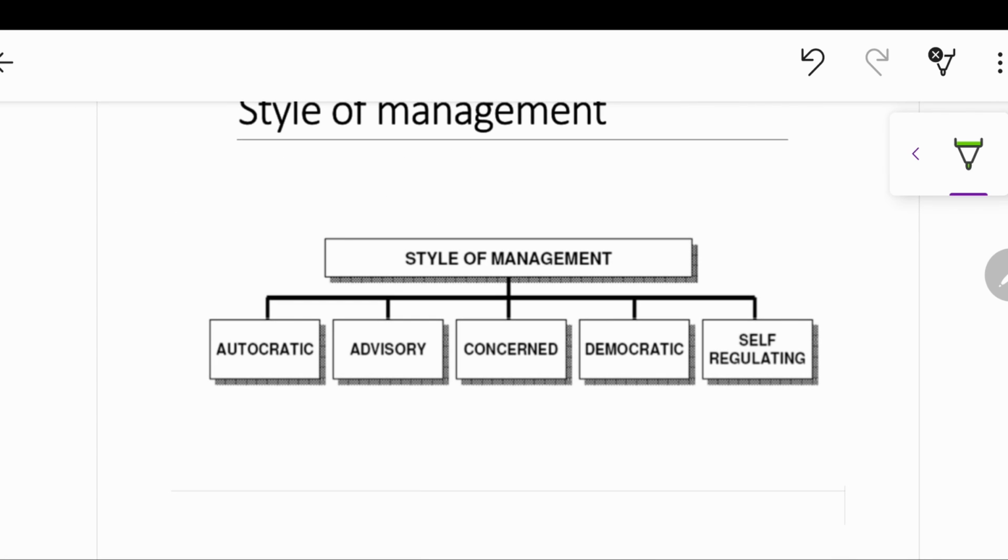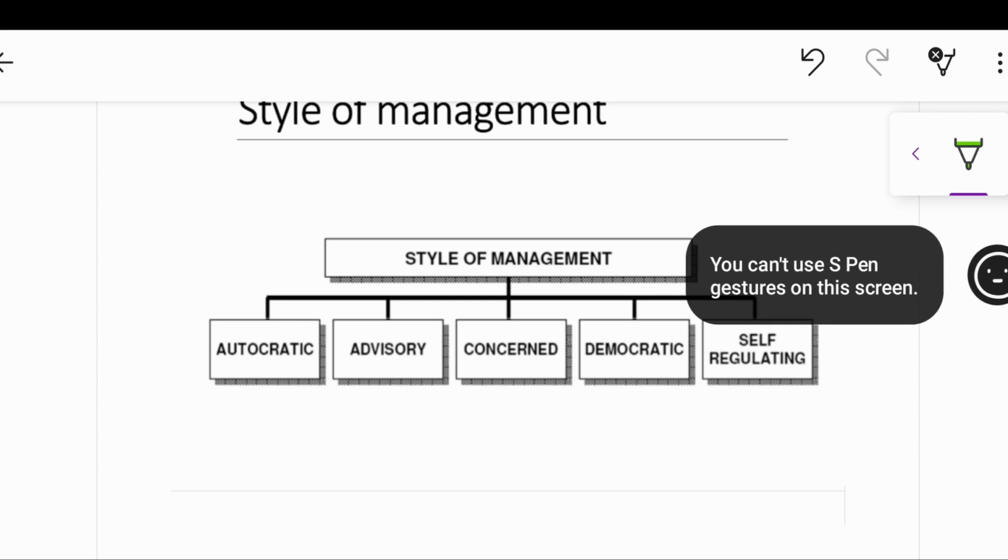So we first have the autocratic management style. Sorry, let me just close my door. It's kind of loud.